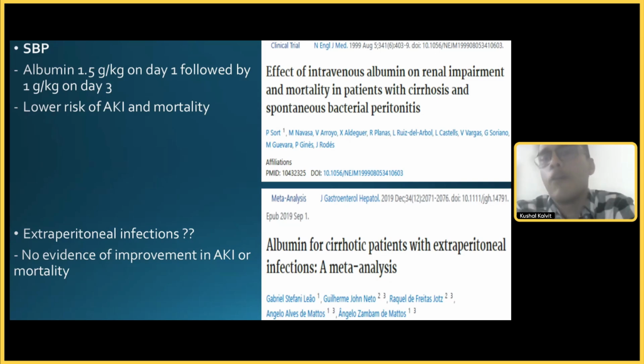Now, in this trial and many other studies, the same concept arises that albumin, apart from being a plasma expander, it also has an anti-inflammatory effect and antioxidant effect. So should we use albumin in other infections as well? What about extraperitoneal infections like cirrhosis with pneumonia, cirrhosis with urosepsis, and cirrhosis with skin and soft tissue infections?